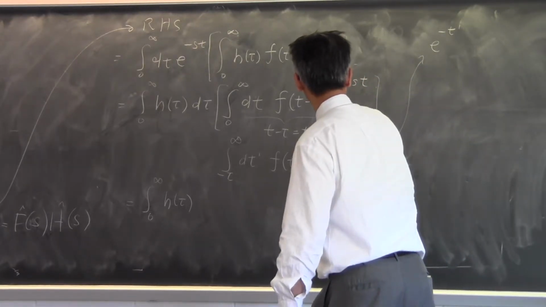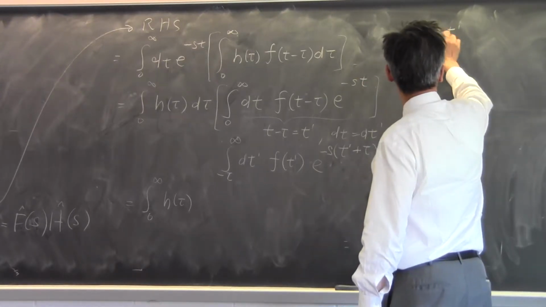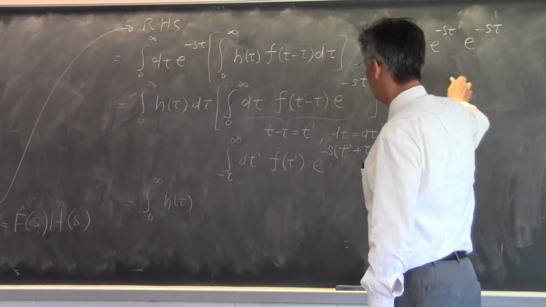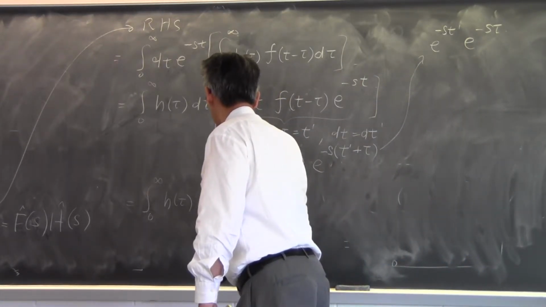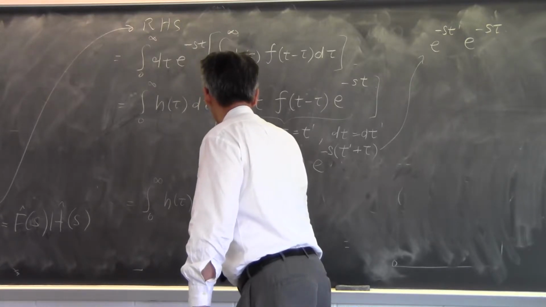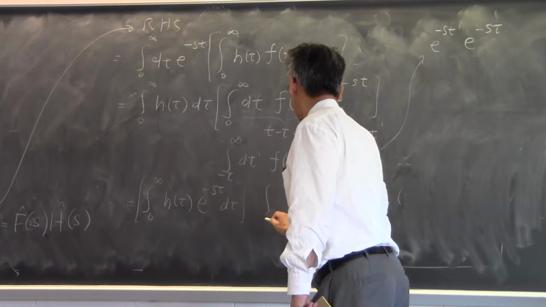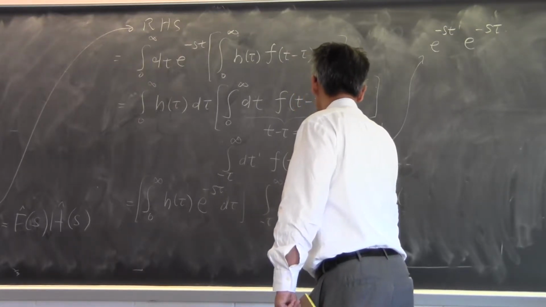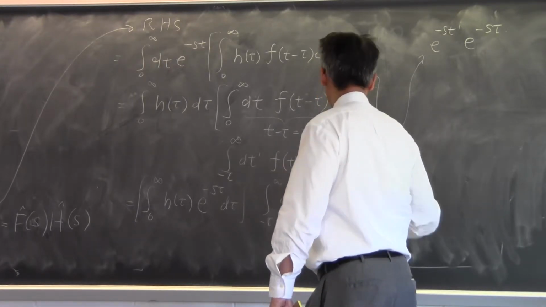I have to put in my s here. I forgot my s. Okay, that's very important. I need my s: e to the minus s t prime, e to the minus s tau. I take that piece outside and put e to the minus s tau outside, and then leave the integral outside. Okay, what I'm left with in the second integral is the integral from minus tau to infinity dt prime f of t prime e to the minus s t prime.